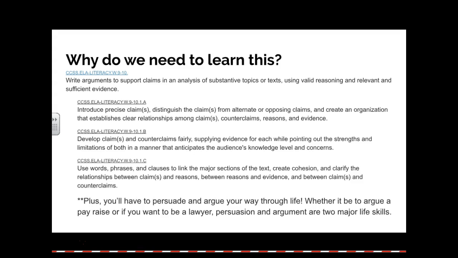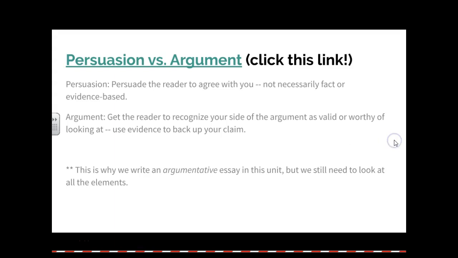Also, you'll have to persuade and argue your way through life, whether you are a lawyer, whether you want a pay increase, whether you want to be right over your spouse. It's a good skill to have in the future, okay? It's an important skill you guys will have in life. Okay, persuasion and argument.